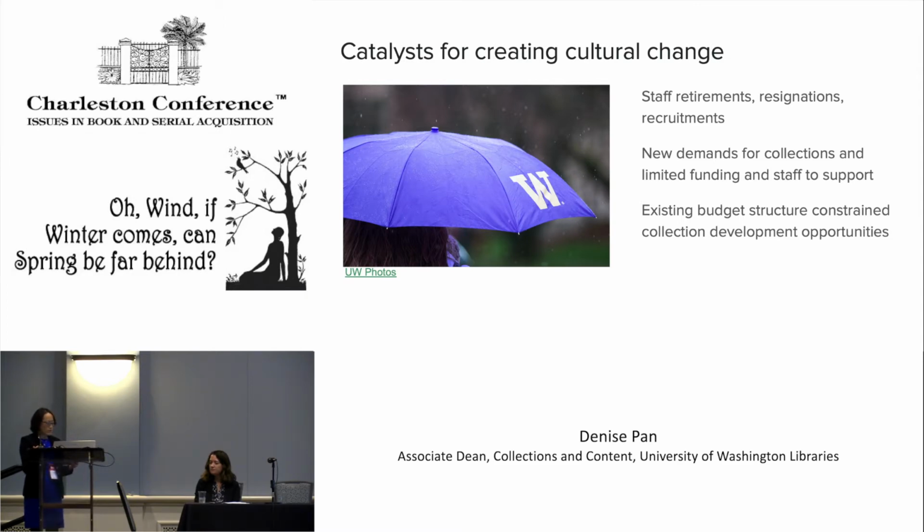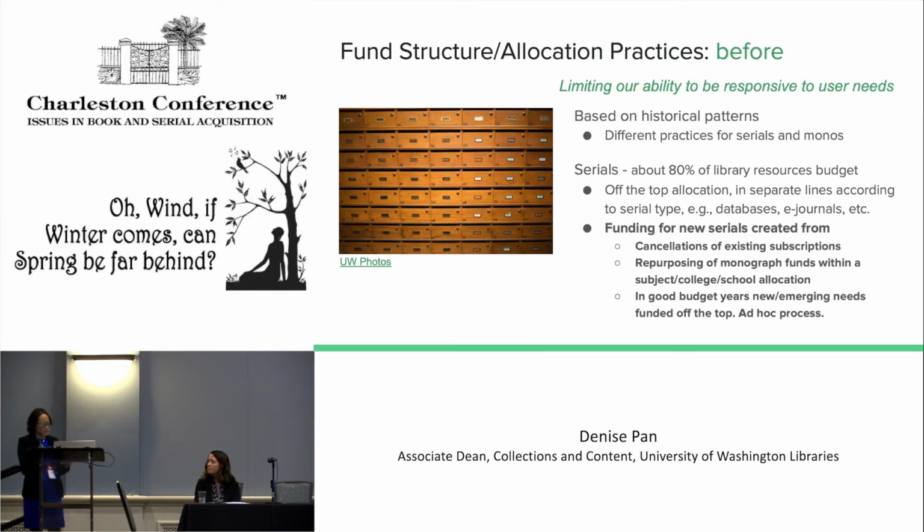We continue to experience staff retirements and resignations, and we are recruiting new staff. I'm 2 years into my role. Our students and faculty are demanding new resources, and we have limited funding and staff support. There's so much interest in doing greater good with our libraries and our collections, but how do we actually make those changes? The existing budget structure to me was very clearly impeding us from doing the things we wanted to do and seizing opportunities that exist.